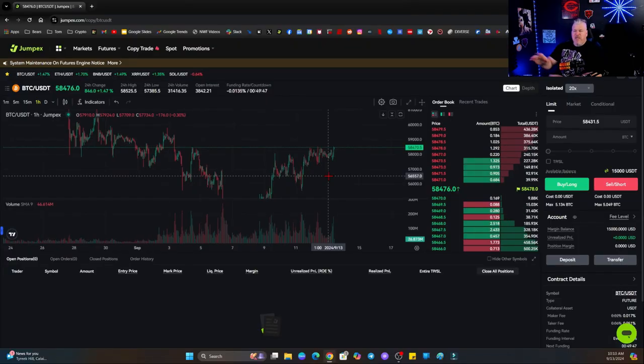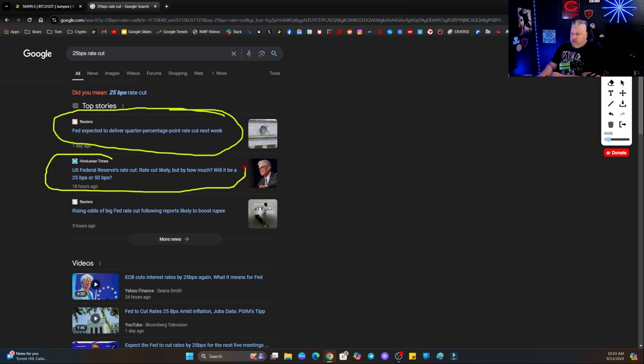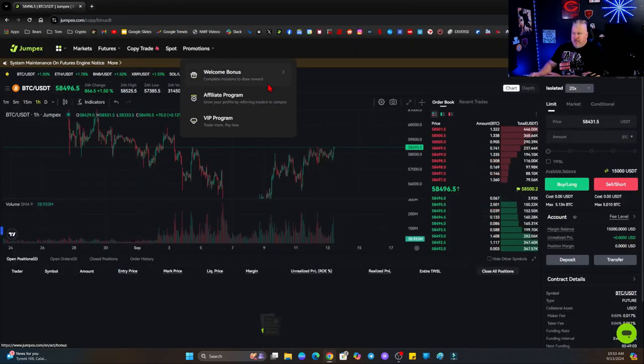Okay, guys, it is my opinion that the market is about to have a massive dump. The reason is that the Fed is expected to deliver a quarter percentage point rate cut up to 50 basis points. Now, basis points are percentages, so 50 basis points is 0.5%, and 25 basis points is 0.25%. With that happening, that usually leads to a dump in the market.